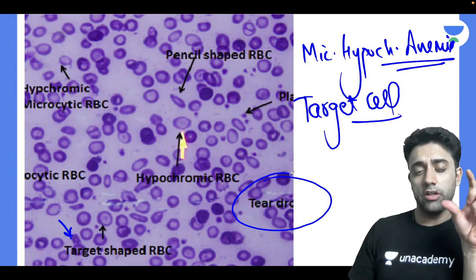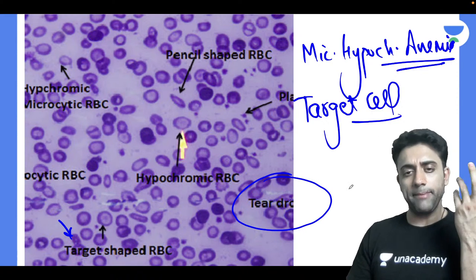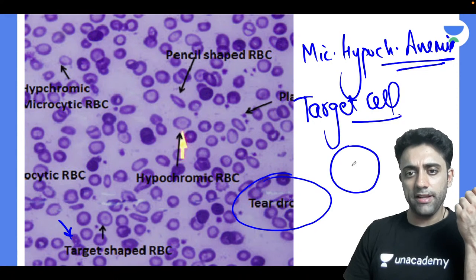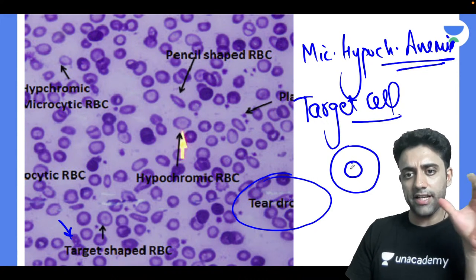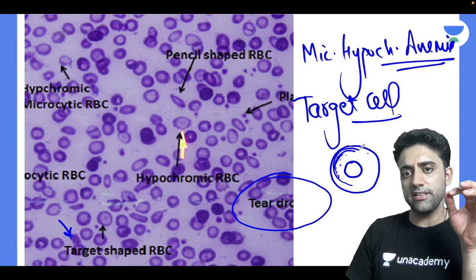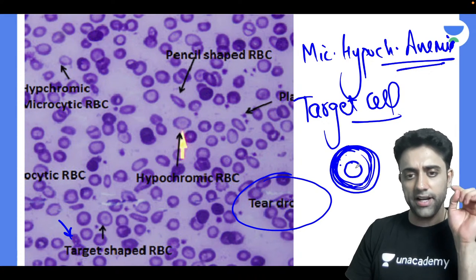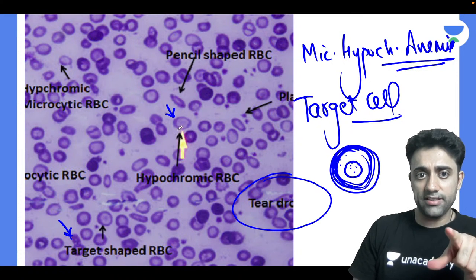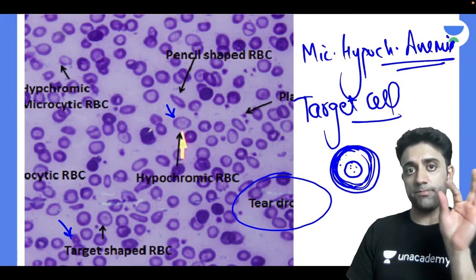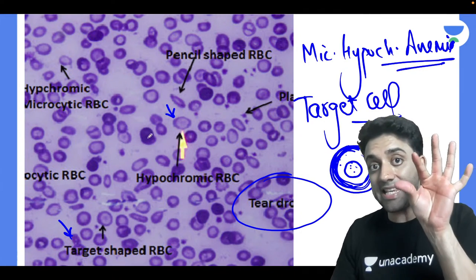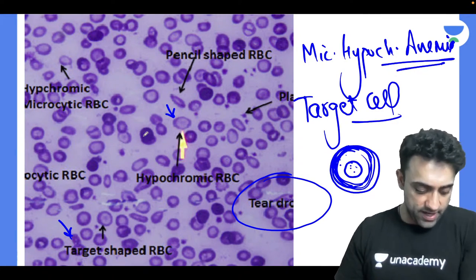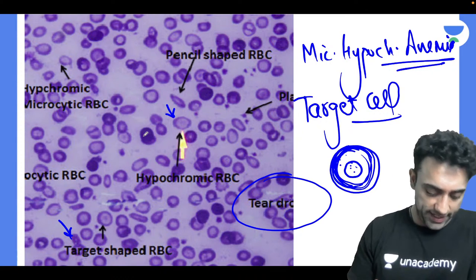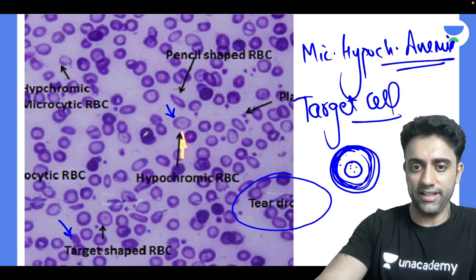And normally, my pathology ma'am used to tell me that the RBC has a central pallor, right? The central paleness is there and the outer part is a little reddish. So when it is increased, can we see that the paleness is too much? Paleness has increased, central pallor has increased. So that's again a very important sign of microcytic hypochromic anemia.